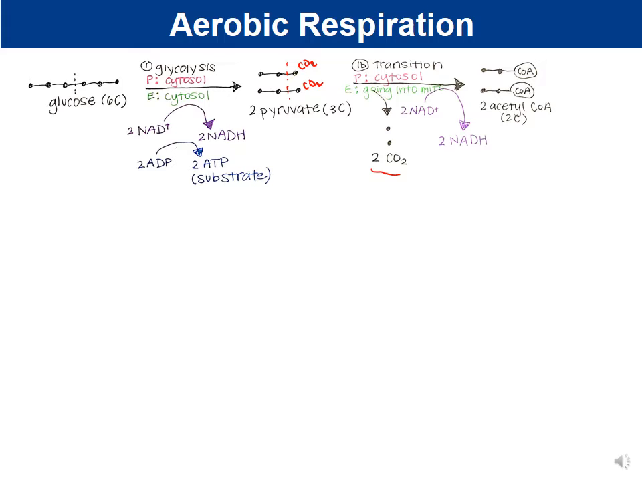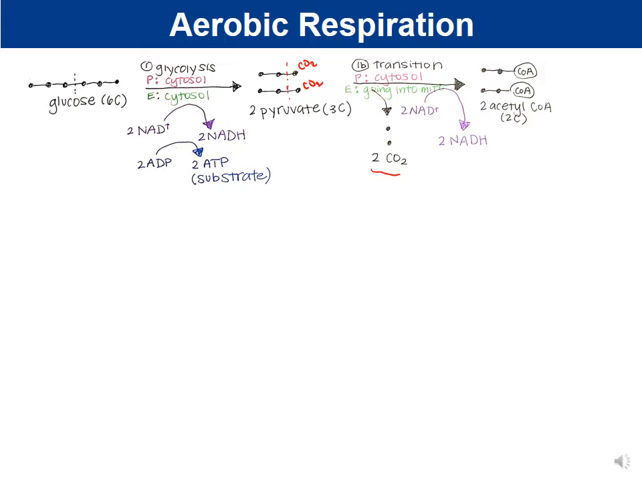Now I numbered this 1B. It's not a separate step, so I'm not going to call it step 2. It's the transition or the intermediate between glycolysis and the Krebs cycle. In prokaryotic cells, this is going to happen in the cytosol. In eukaryotic cells, this is as the pyruvate is going into the mitochondria. That doesn't happen in prokaryotic cells because remember that prokaryotic cells do not have membrane-bound organelles. So that going into the mitochondria is distinct for eukaryotic cells.